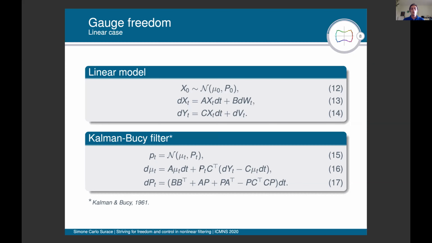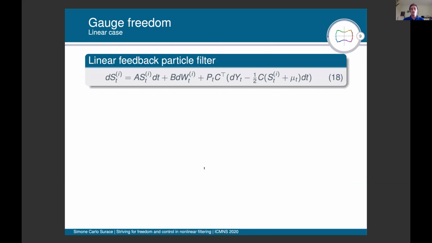One important term to emphasize here is this prefactor. The Kalman filter has this gain-times-error structure, and the gain, which is called the Kalman gain, is the covariance matrix times C transpose. And this is what we will also see in the feedback particle filter. The corresponding feedback particle filter looks very similar.